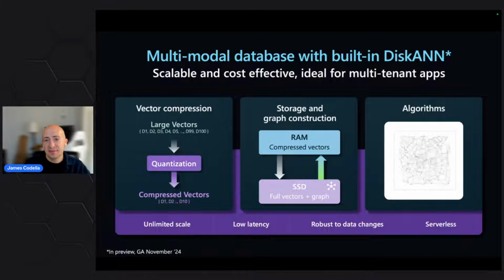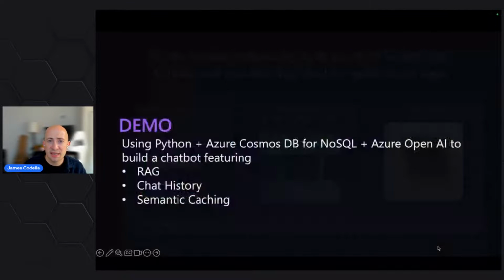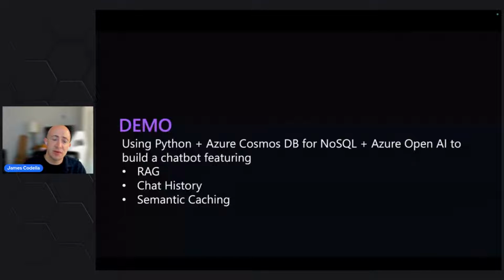Okay, so we've talked a lot about vector search, about Cosmos DB, about DiskANN. Let's jump into a demo here. So what I'm going to do is go through this demo. I'm going to use Jupyter Notebooks. I'm going to use Python. I'm going to use the Cosmos DB for NoSQL Python SDK. I'm going to use the OpenAI SDK to talk to some Azure OpenAI resources. And we're going to build a chatbot.